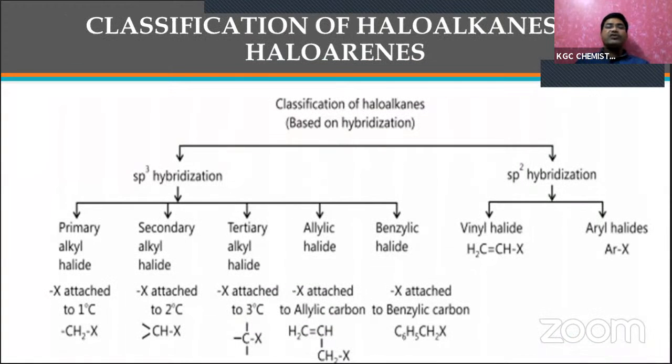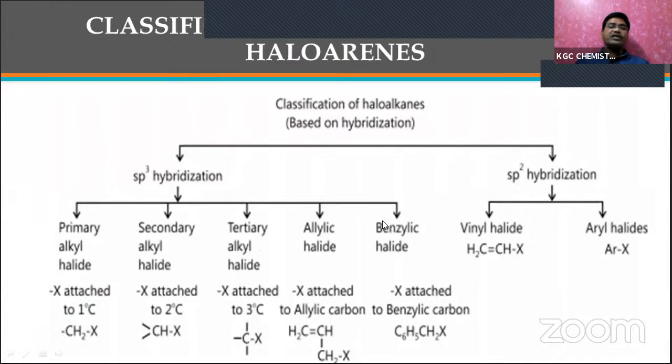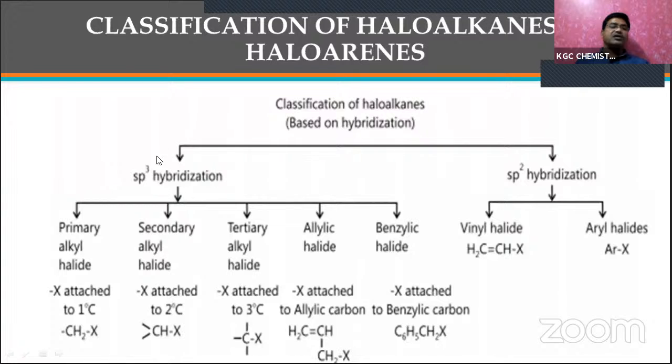Now let us see what is the classification of the haloalkanes. Here, this is based on the hybridization of the carbon. Here on sp3 hybridized carbon and sp2 hybridized carbon. When it is sp3 hybridized carbon, we call it the primary, secondary, tertiary, allyl halide and benzyl halide. See, primary alkyl halides, you know that is 1 carbon. 1 carbon means when the carbon is attached to only 1 carbon atom. If the halogen is attached to the primary carbon atom, those are called the primary alkyl halides.